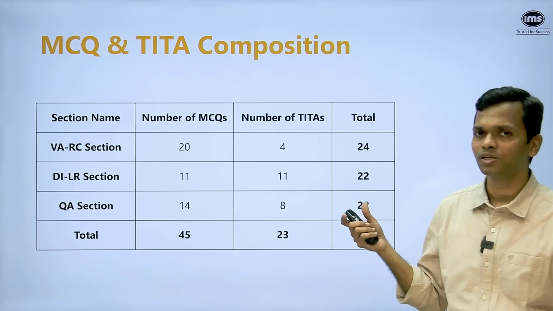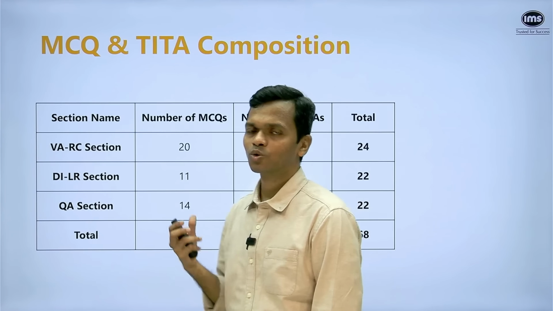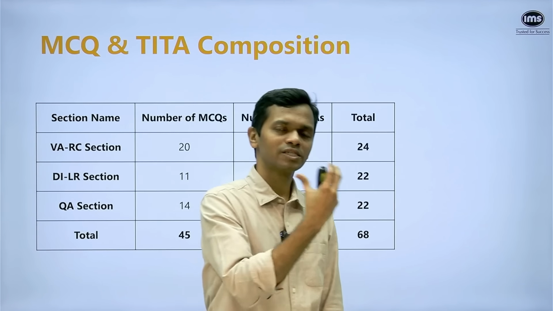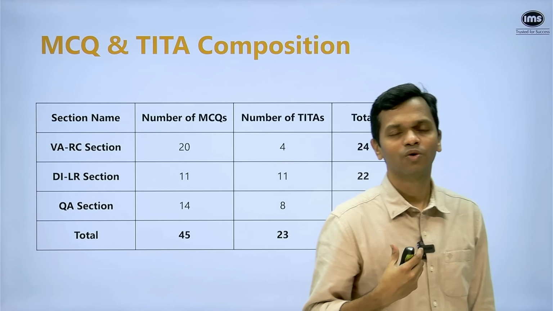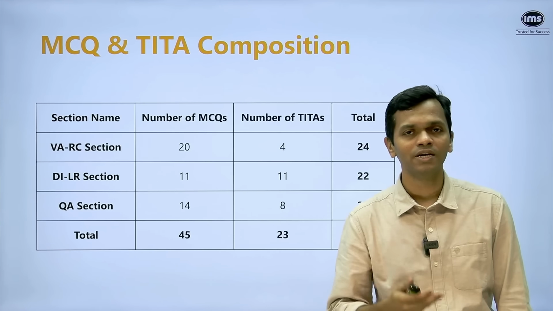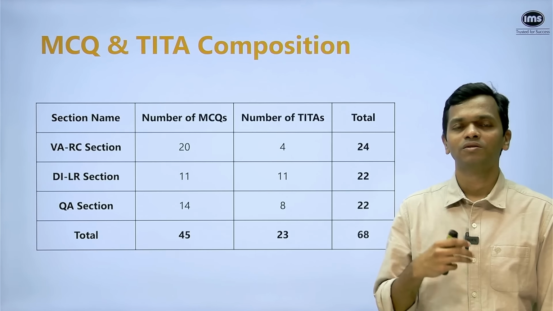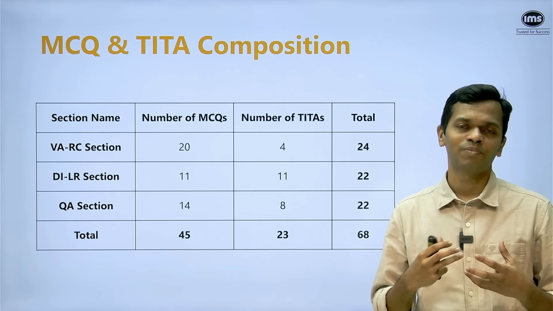Now, this particular distribution can change year on year. So don't believe that this will stay static, that this will be exactly the same for CAT 26 or CAT 27. This distribution is known to change because that is how they play with the difficulty.